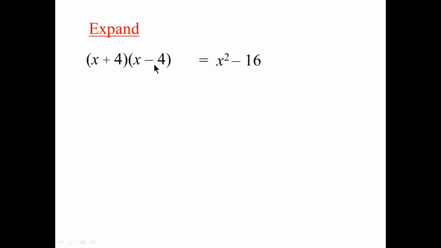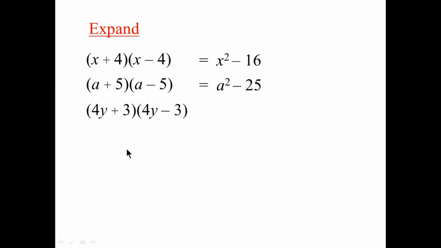So if we could learn to multiply conjugates together, let's do it a couple of times. A plus 5 times a minus 5 is just the first term squared, subtract the second term squared. In the first case, it was x squared minus 16. In the second case, it's a squared minus 25. It's a difference of squares.